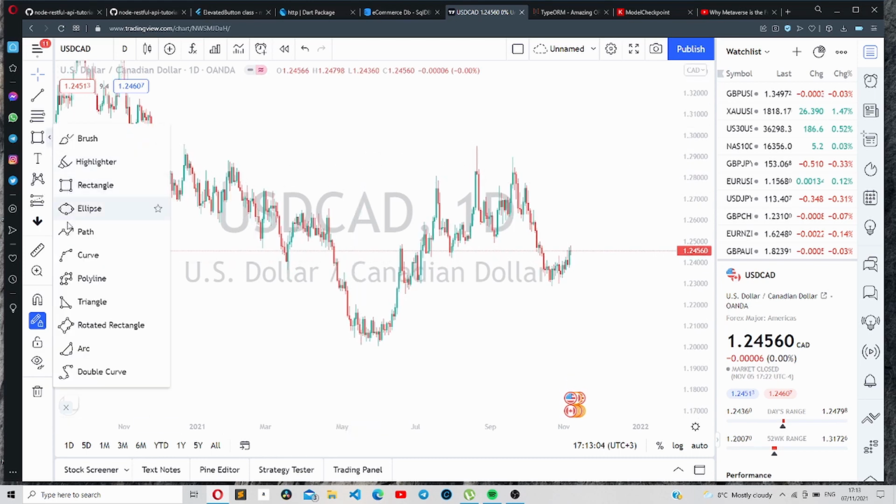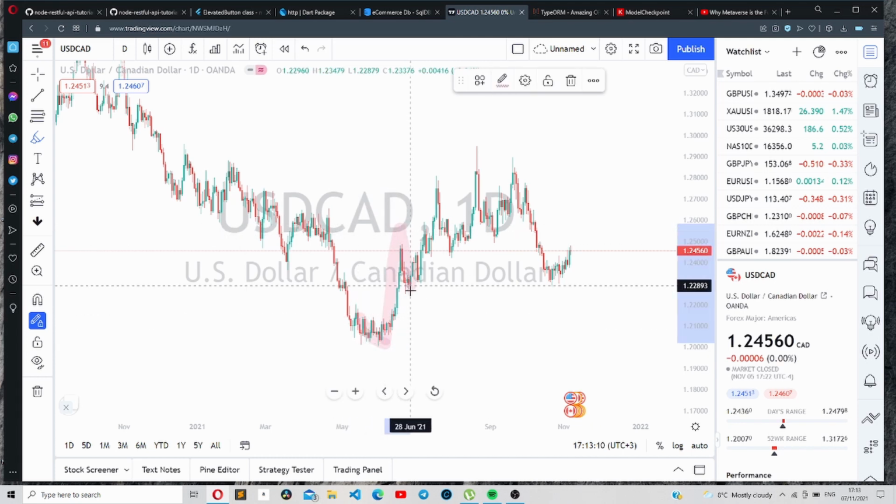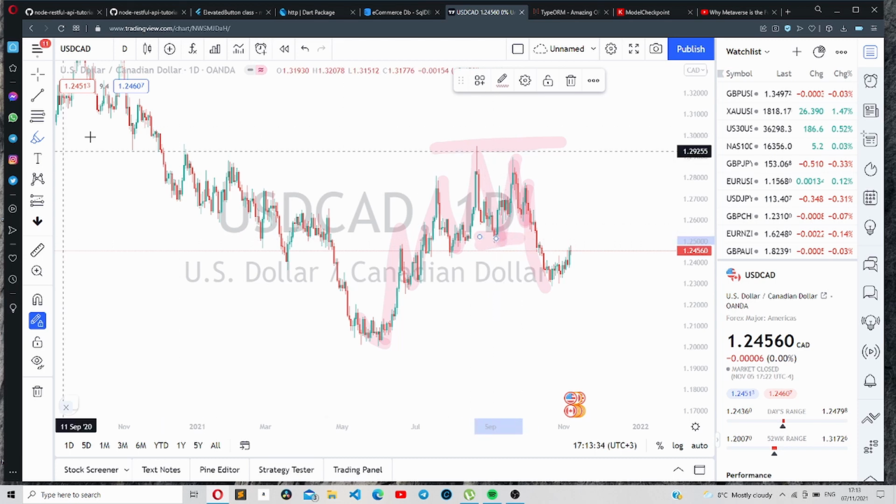As you can see, guys, here we have a higher high, higher low, higher high, higher low, higher high. We then have another higher high, higher low, and then this high which failed to break the high at the top here. Then we created this lower low, lower high, and then we broke this structure.